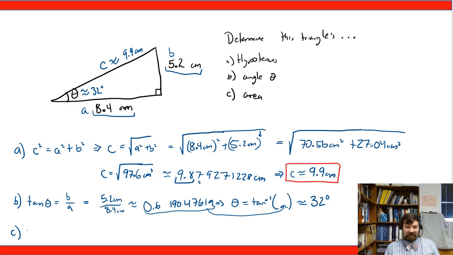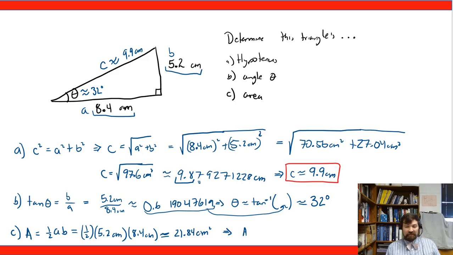The last part was the area. A equals 1/2 of base times height. So that's 1/2 of 5.2 centimeters times 8.4 centimeters. So half times 5.2 times 8.4 gives me 21.84. So 21.84 square centimeters.